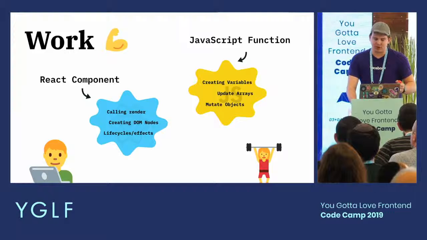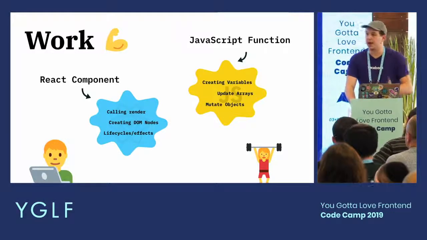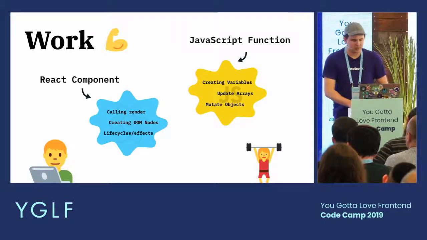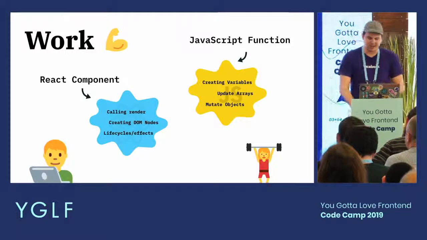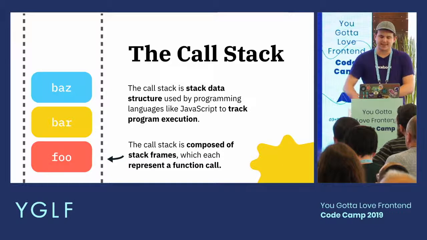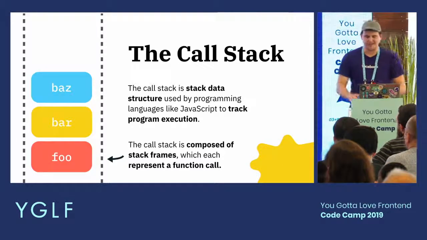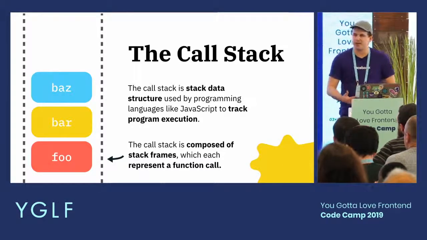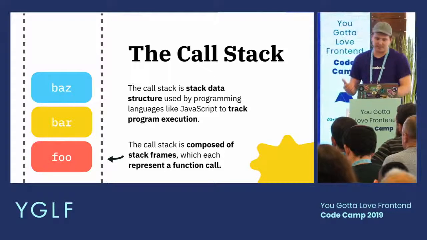And how does JavaScript manage this work? How does it keep track of what it needs to do? Like most programming languages, JavaScript uses something called a call stack. And the call stack is this stack data structure, like a stack of plates, and it's used to track what function is being executed at any given time.